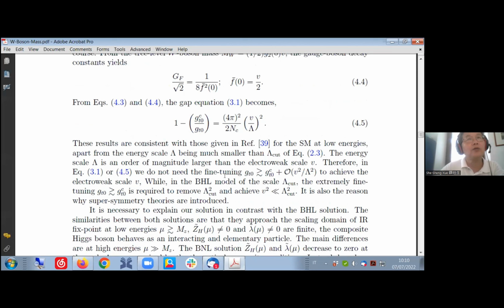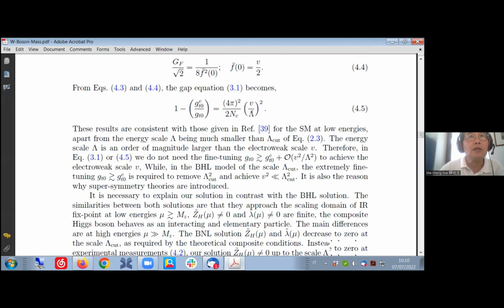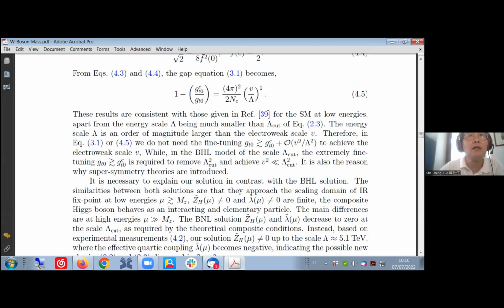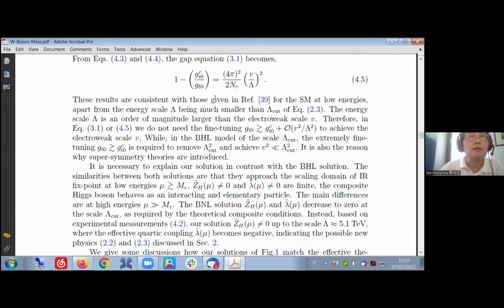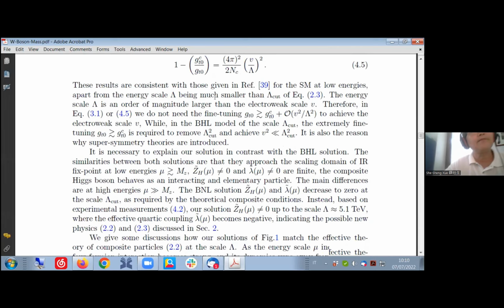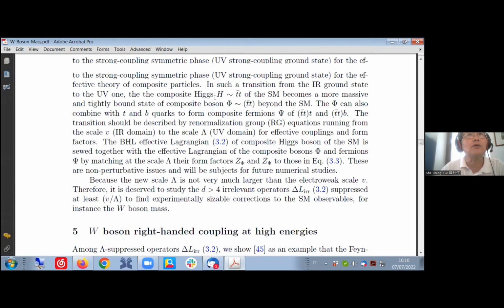But now, if this lambda is 5 TeV, it turns out there is no fine tuning. Something just happens at 5 TeV. The gap equation is no longer fine tuned to the decimal, I don't know how many orders. So this was supposed to be the message: these things happen at 5 TeV, where this composite particle is produced.